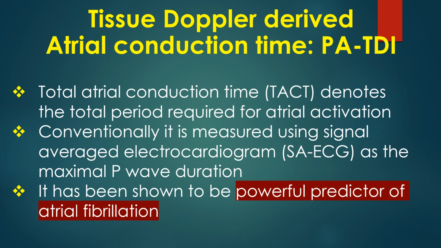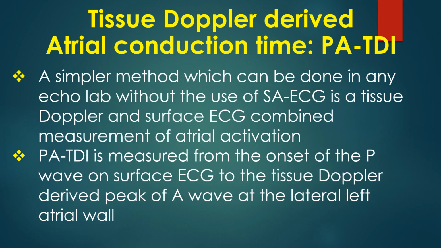Tissue Doppler derived atrial conduction time. Total atrial conduction time denotes the total period required for atrial activation. Conventionally, it is measured using signal average electrocardiogram as the maximal P wave duration. It has been shown to be a powerful predictor of atrial fibrillation. A simpler method which can be done in any echo lab without the use of signal averaged ECG is a tissue Doppler and surface ECG combined measurement of atrial activation. PA-TDI is measured from the onset of P wave on the surface ECG to the tissue Doppler derived PK wave at the lateral left atrial wall.